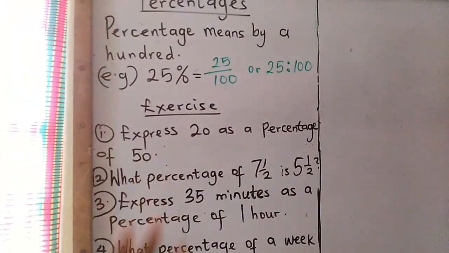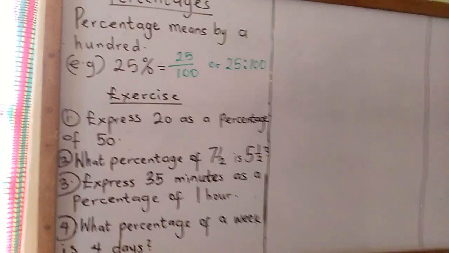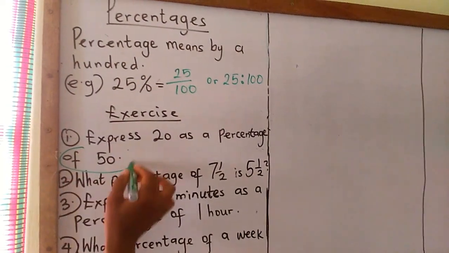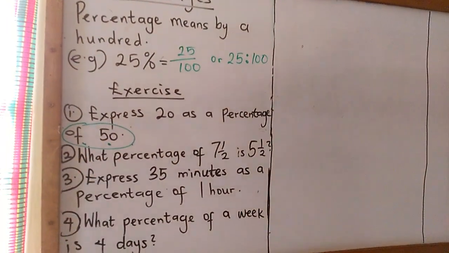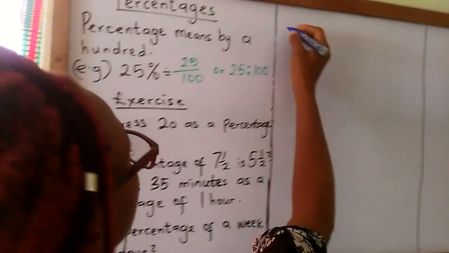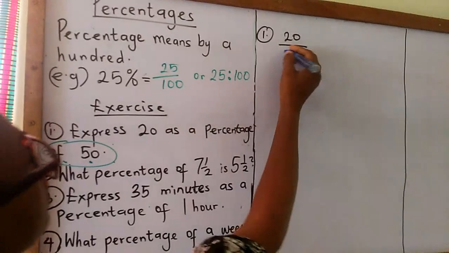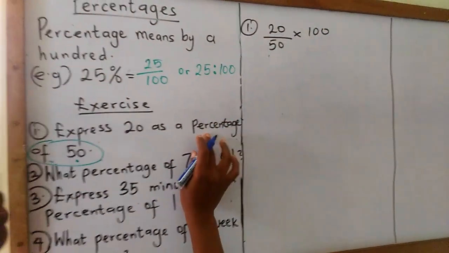Now, for question 1, express 20 as a percentage of 50. Once you see "of" and a number following, this is going to be the denominator. So we have 20 as the numerator over 50 times 100 because we are dealing with percentage.